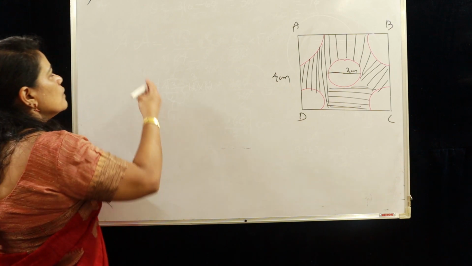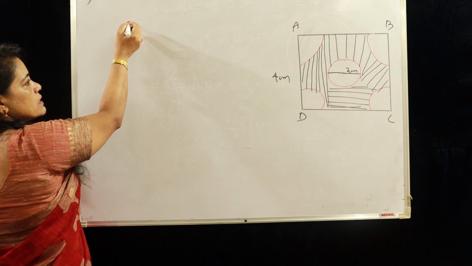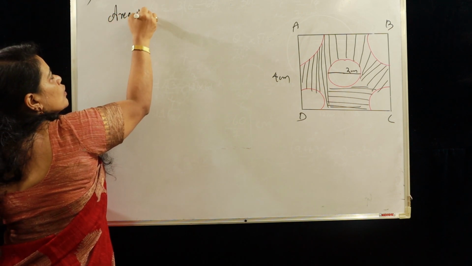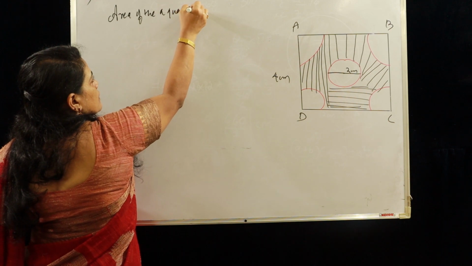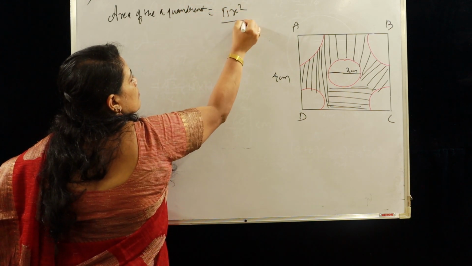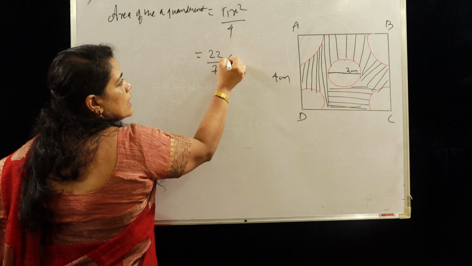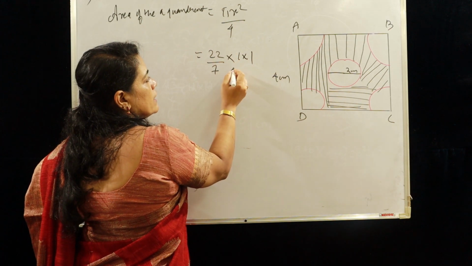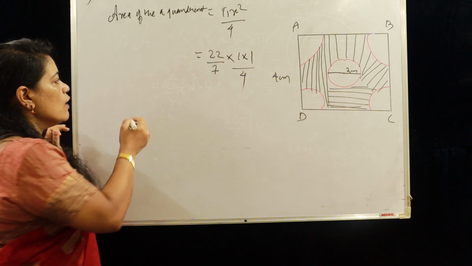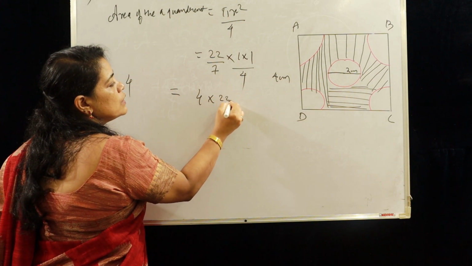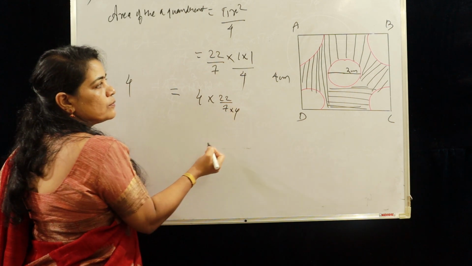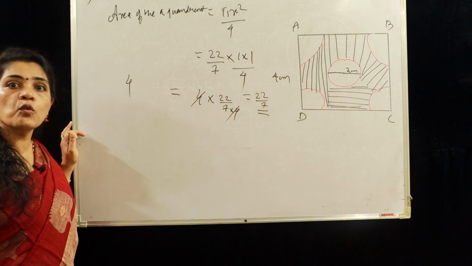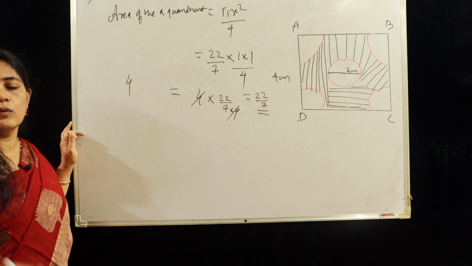So the area of the shaded region, that means the 4 quadrants. Area of one quadrant is equal to pi r square by 4, that is 22 by 7 into radius 1 centimeter, that is 1 into 1, divided by 4. So what will be the area of 4 quadrants? That is 4 into 22 by 7, divided by 4. The 4s get cancelled, that is 22 by 7. This is the area of 4 quadrants since the radius is 1, and 1 into 1 is 1 itself.